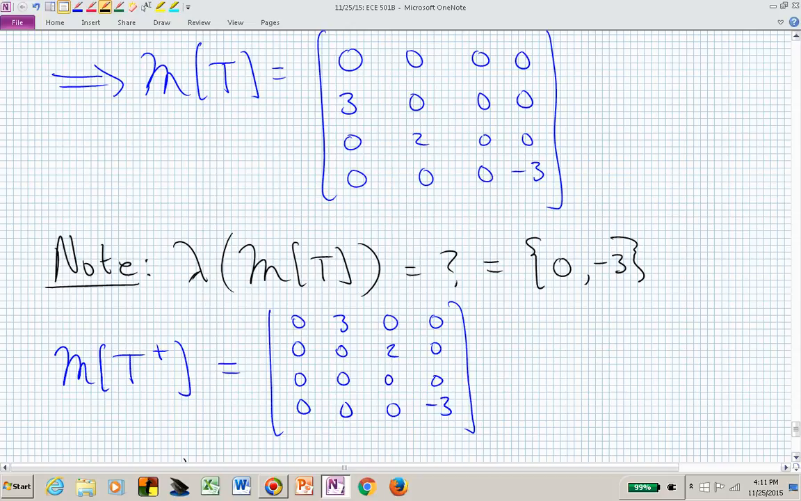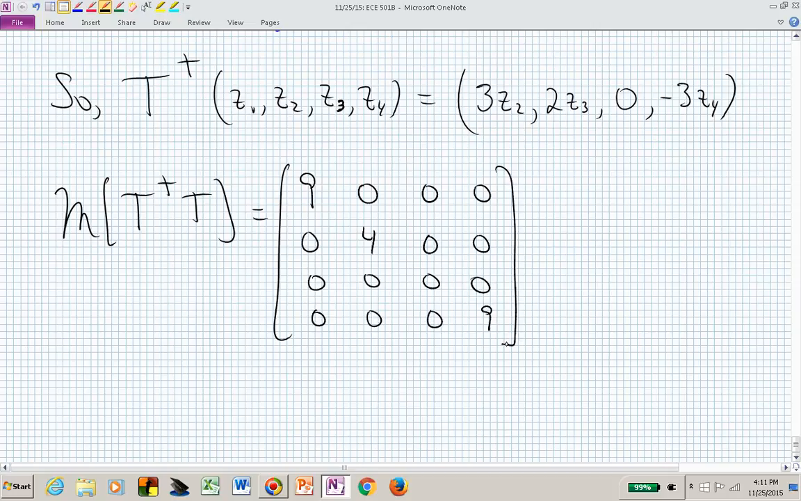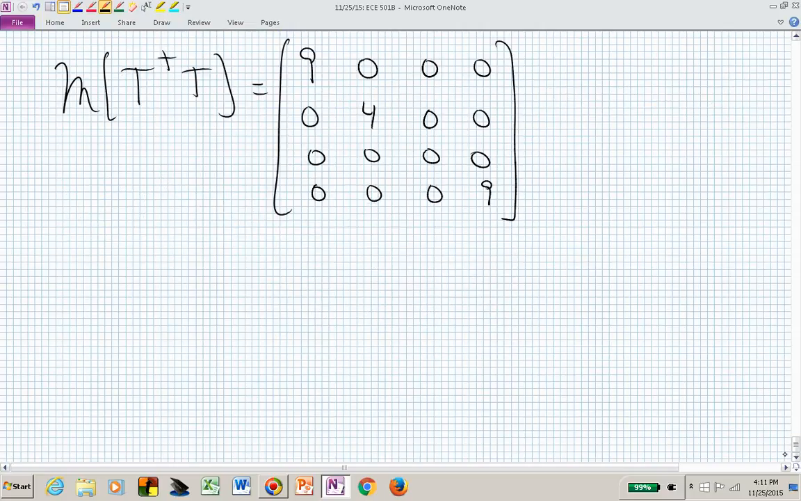and the fourth row is going to be the fourth row scaled with a -3. So if we put those in play, we then end up with 9, 0, 0, 0, 0, 4, 0, 0, nothing in the third row, and -3 times -3 in the fourth row, fourth column, and there's now our matrix representation of T dagger T.